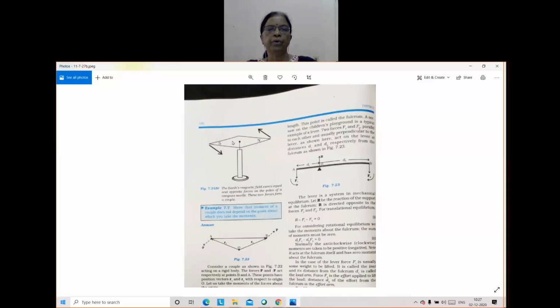It can move in the horizontal plane. It is kept on a vertical stand and can rotate in the horizontal direction. Rotation you can see.